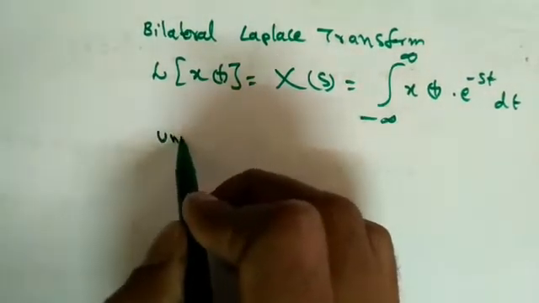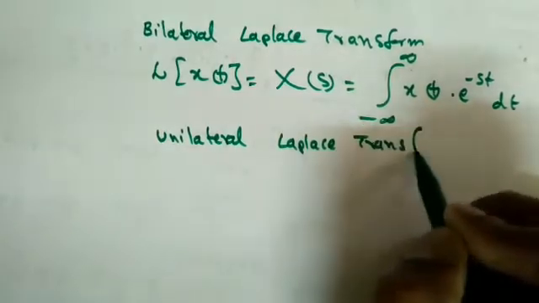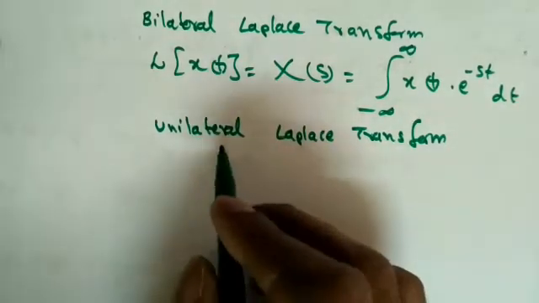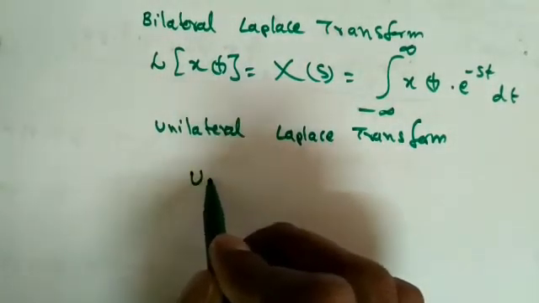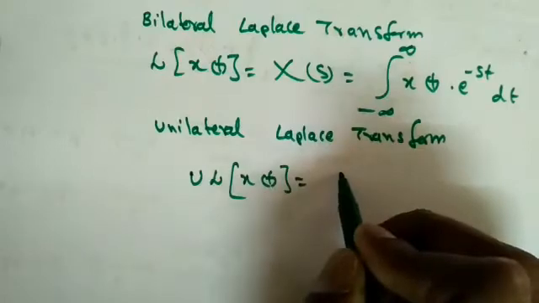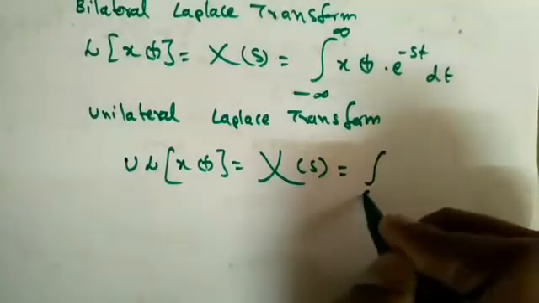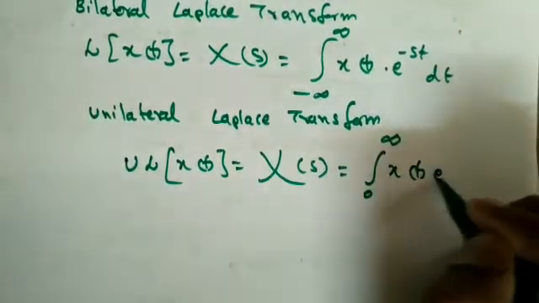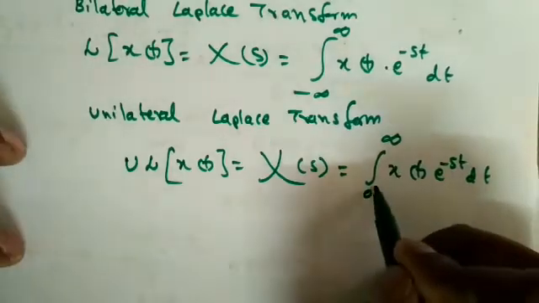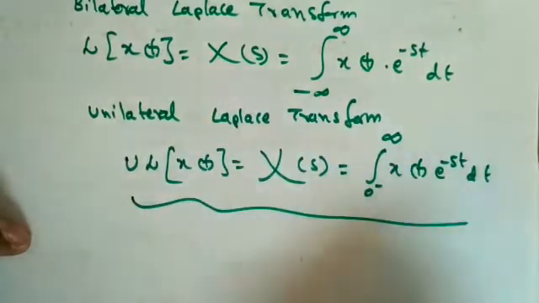Now when it comes to the unilateral Laplace transform, the notation is somewhat different, but you don't require the different notation. Unilateral means you can use UL, the unilateral Laplace transform of x of t, and here X of s is equal to the integral where the limits become 0 to infinity. That is the only difference, x of t times e to the power minus st dt. In textbooks they use 0 minus, so we can use 0 minus also, so 0 to infinity or 0 minus to infinity. This is the unilateral Laplace transform expression.